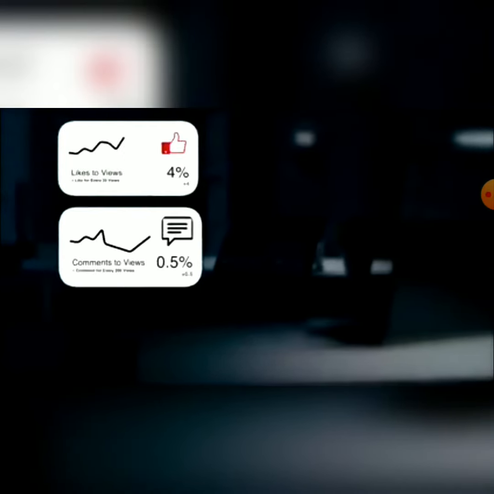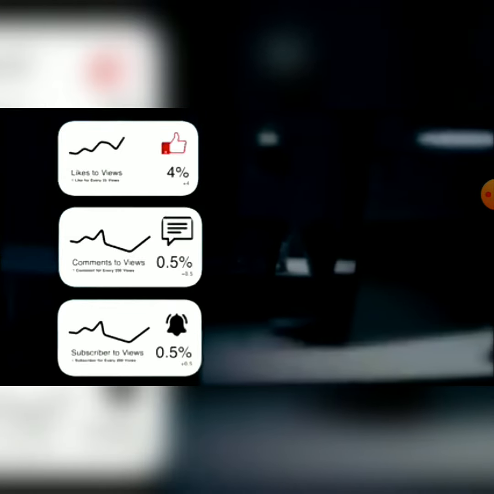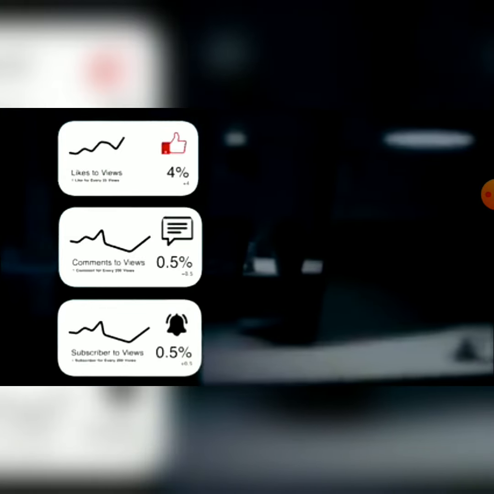The typical ratio I found online was 4% for likes to views, or 1 like for every 25 views, 0.5% for comments to views, and 0.5% for subs to view ratio, or 1 comment or subscriber for every 200 views.